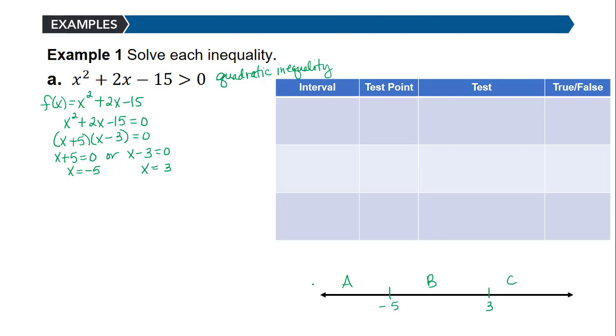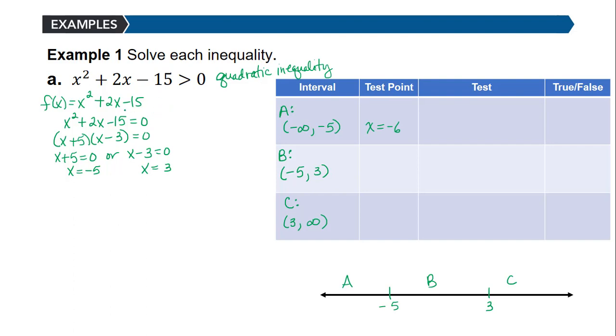And notice that this subdivides our number line into three regions we'll call A, B, and C. So the three intervals that we need to test: interval A is from -infinity to -5. Region B is from -5 to 3. And region C is everything to the right of 3, or 3 to infinity. Then we want to test a point in each of these regions. So a test point in region A is a number to the left of -5, so we'll call it -6.